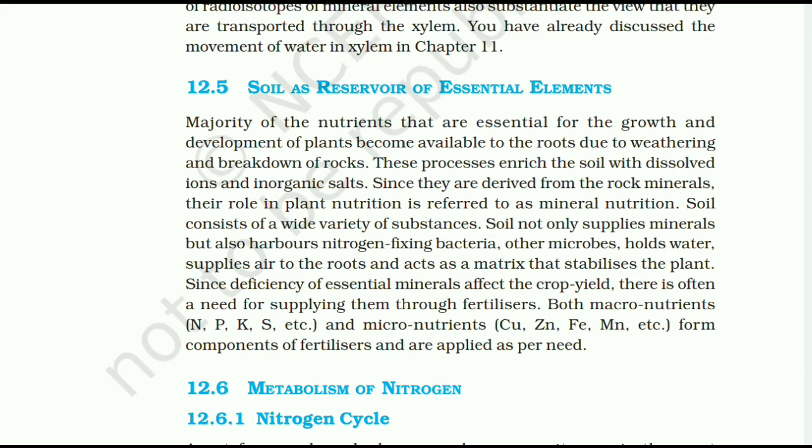Soil consists of varieties of substances. Soil not only supplies minerals but also harbors nitrogen-fixing bacteria and other microbes, holds water, supplies air to the roots, and acts as a matrix that stabilizes the plant. Since deficiency of essential minerals affects the crop yield, there is often a need for supplying them through fertilizers. Both macronutrients and micronutrients form components of fertilizers and are applied as per the need.